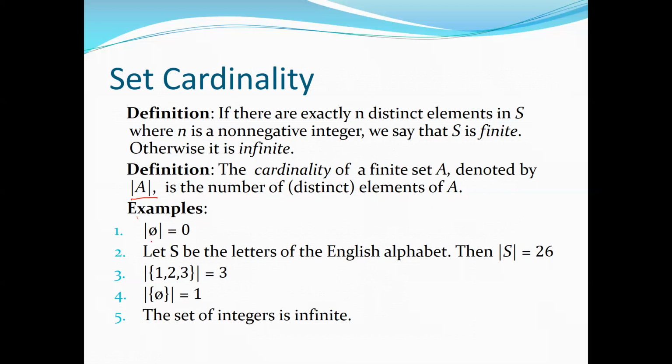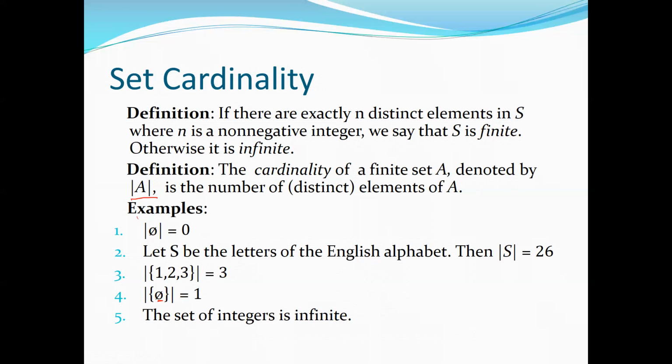For example, the cardinality of the empty set is 0, because there is no element in this set. Let S be the letters of the English alphabet. Then the cardinality of S is 26, because there are 26 elements in the English alphabet. For the set {1, 2, 3}, the cardinality is 3. The cardinality of the set containing the empty set is 1, because there is one element, that is the empty set. The set of integers is infinite, so we cannot compute the cardinality of the integers.